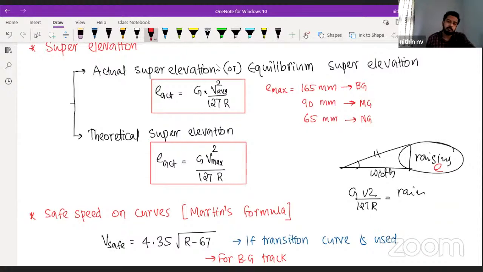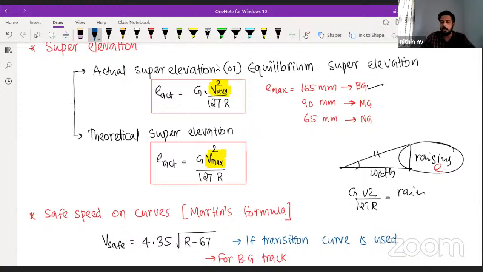Okay. Maximum value also you should remember. I have just written it here. Most probably in railway, whatever value you are calculating will come less than this value only. Don't worry. But at least remember the value for broad gauge railway track. Now, what is the difference between this theoretical value and actual value? If we are using the average speed, then we get the actual super elevation. If we are taking the maximum permissible speed, we get the theoretical super elevation.